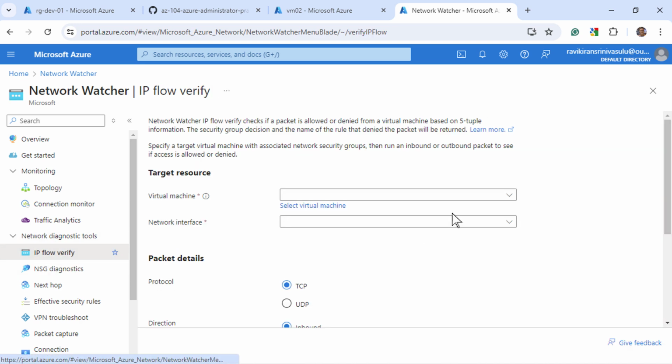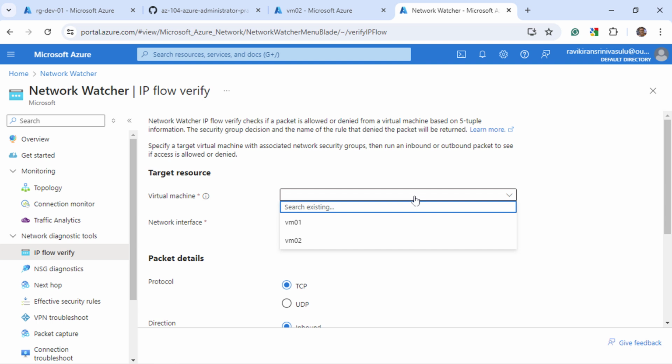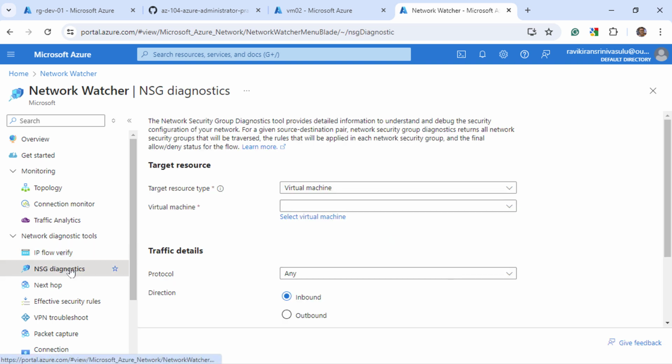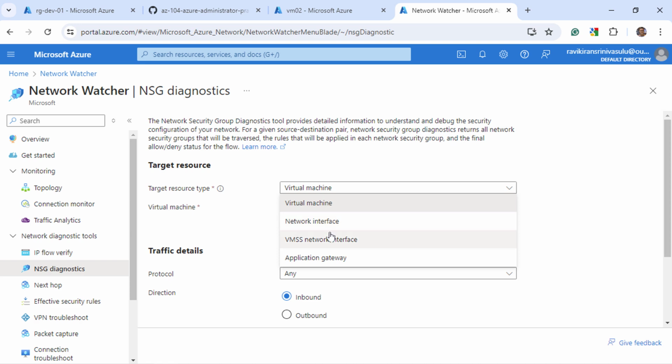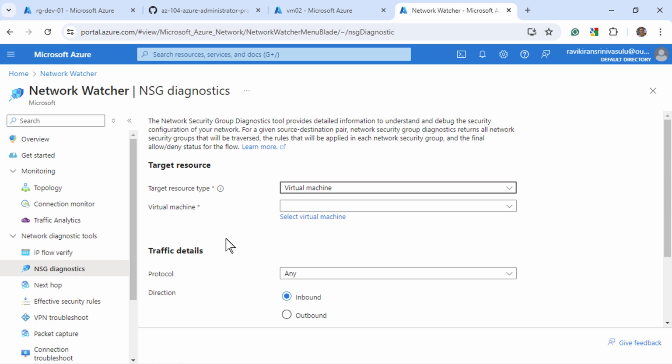The second difference is that although both IP Flow Verify and NSG Diagnostics help evaluate how the security rules are processed for an Azure resource, with IP Flow Verify, you can only check for a particular virtual machine. Whereas with NSG Diagnostics, you can check how the security rules are processed for a virtual machine, NIC, application gateway, and the network interface of VMSS. So NSG Diagnostics provides additional support for other Azure resources as well.